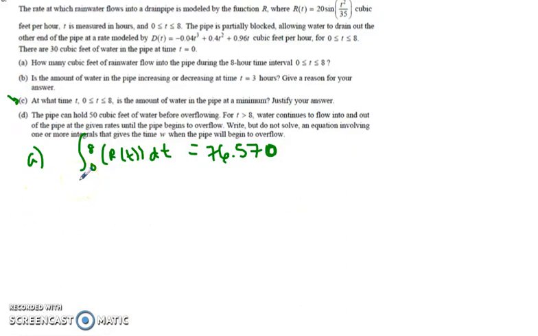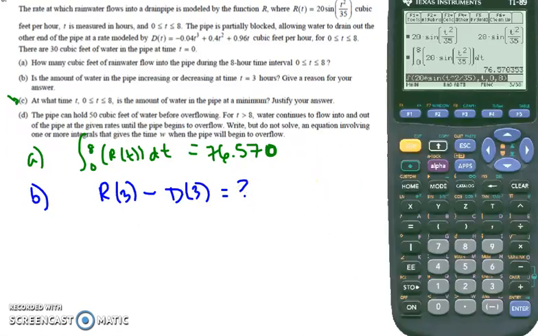Okay, part B, they want to know is the amount of water in the pipe increasing or decreasing at 3 hours. So basically you need to do the difference between the rate in and the rate out here. So that means rate in, they want to know R of 3, subtract out the rate out, which is D of 3. They want to know if it's positive or negative. If it's positive, the amount of water is increasing. If it's negative, the amount of water is decreasing.